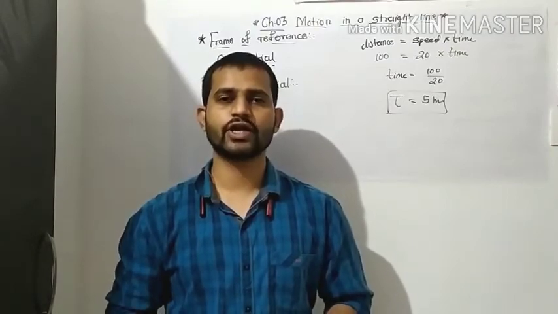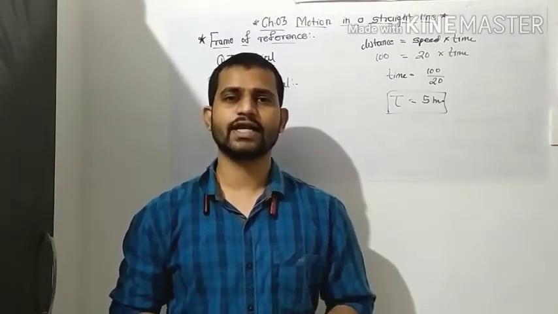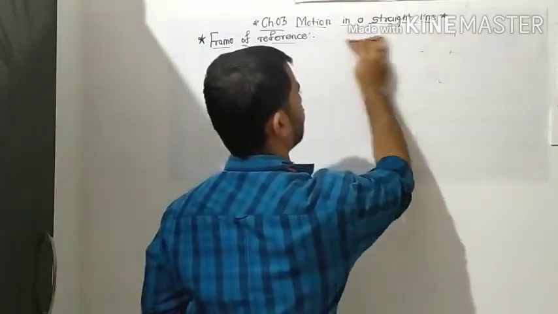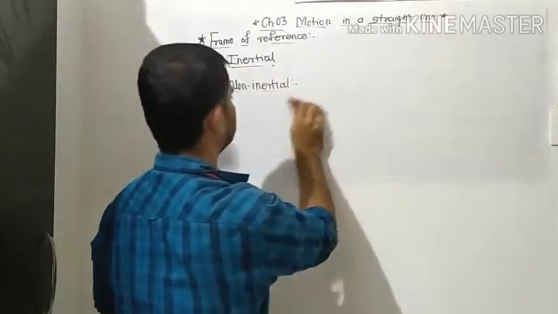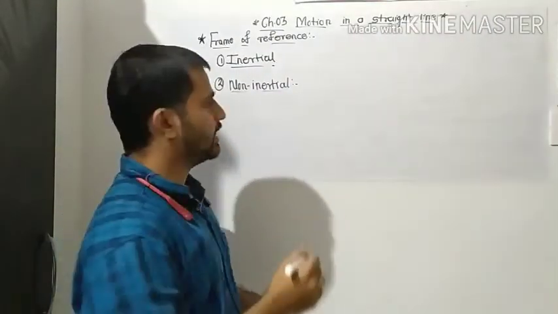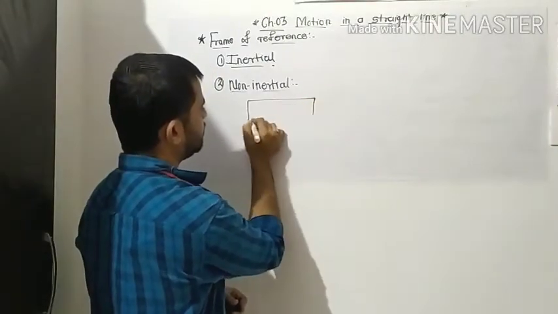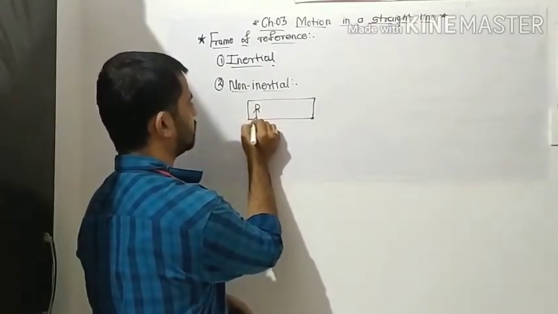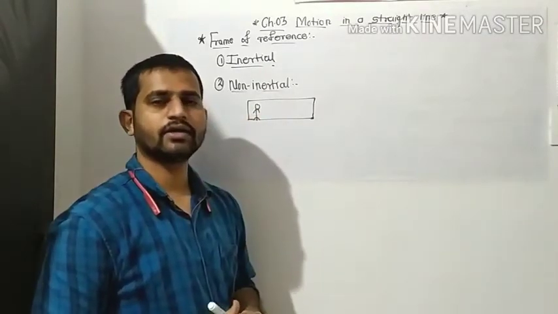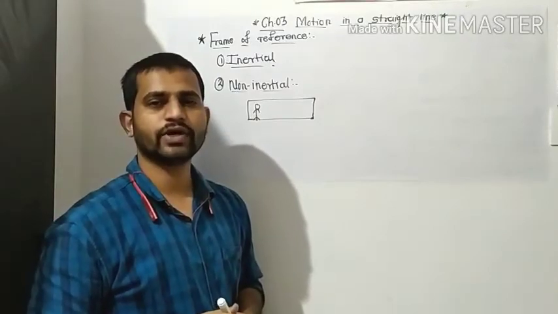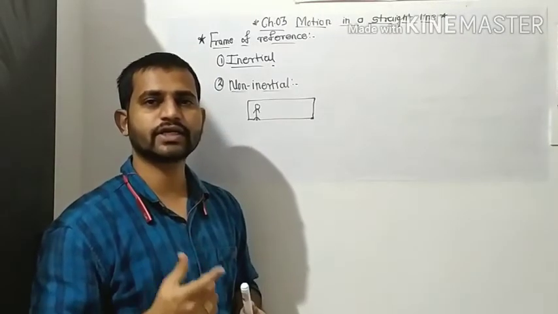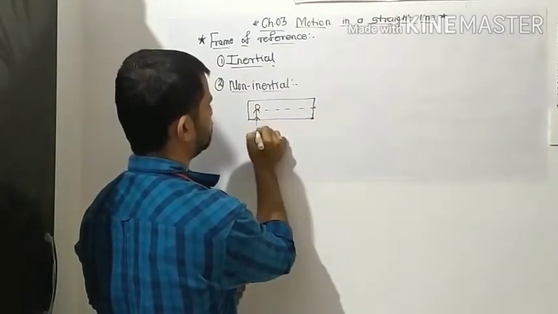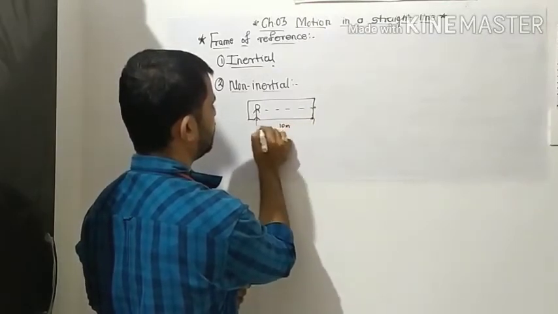Okay, suppose we have one ball and we are standing in one railway compartment, and initially the train is at rest. We are standing here, and if we throw a ball with a velocity of 5 meters per second, then within 2 seconds it will cover this total distance. Suppose this distance is 10 meters.